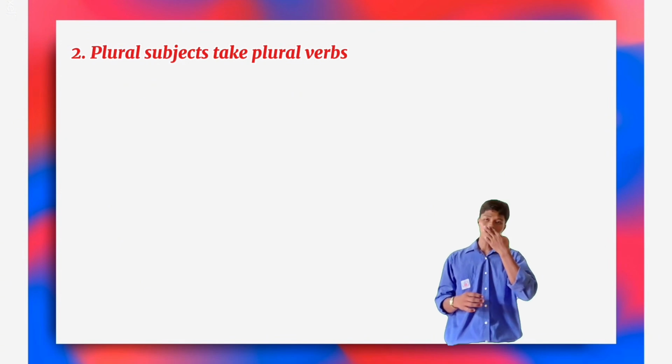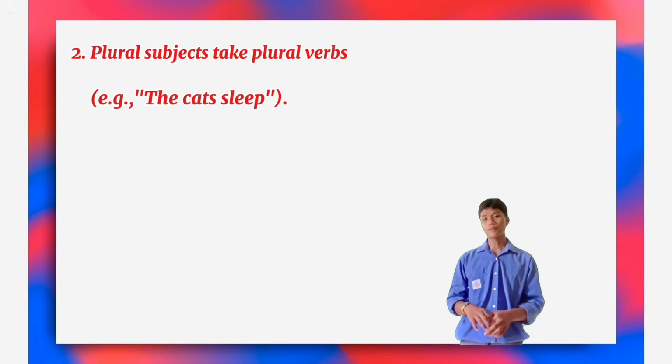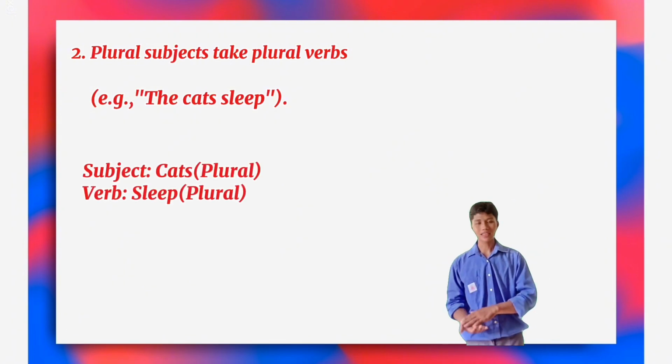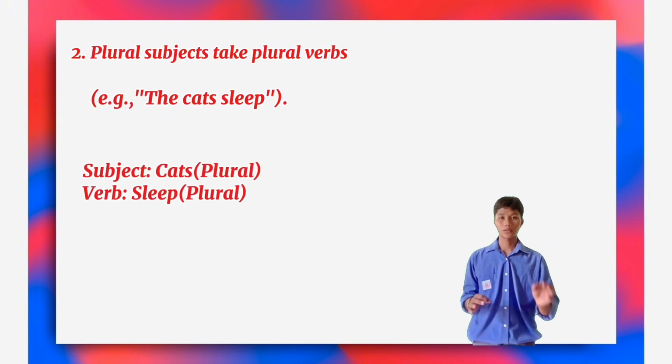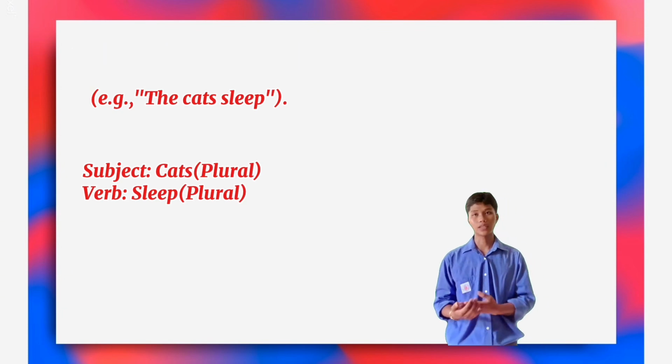The plural subject takes a plural verb. So the example here is: The cats sleep. The subject here has a letter S, so it is plural. And then that's it.